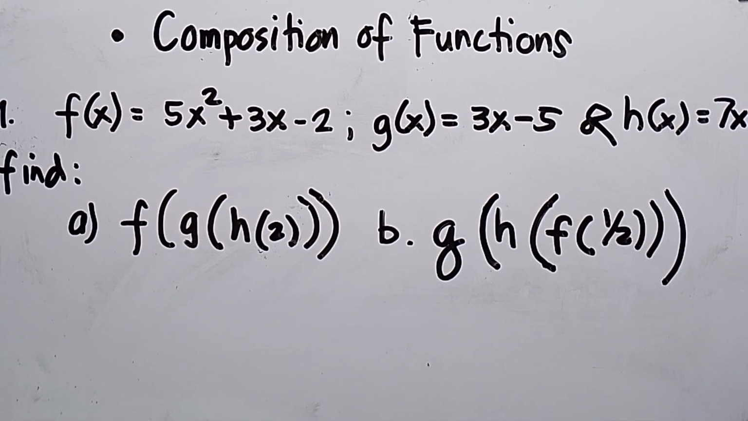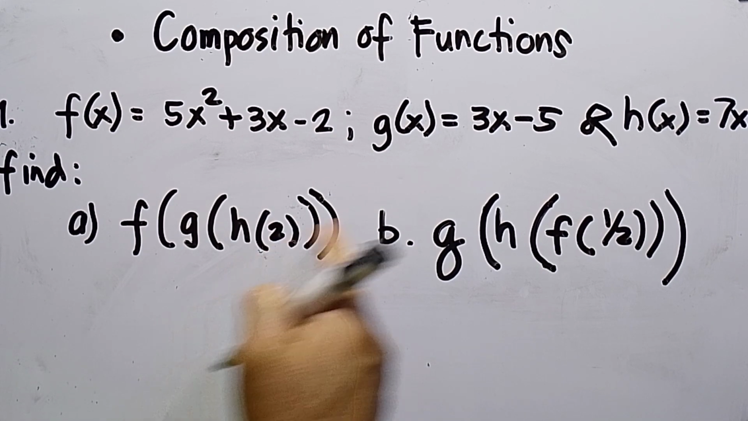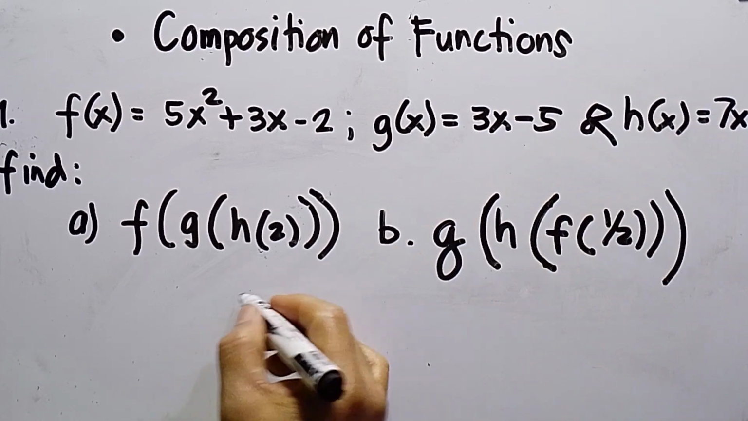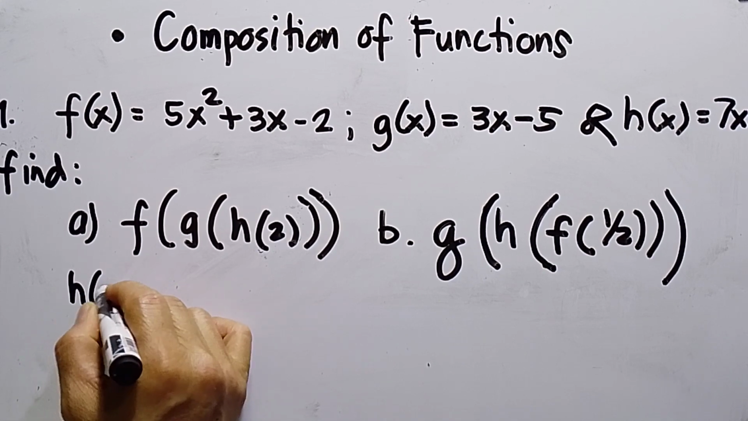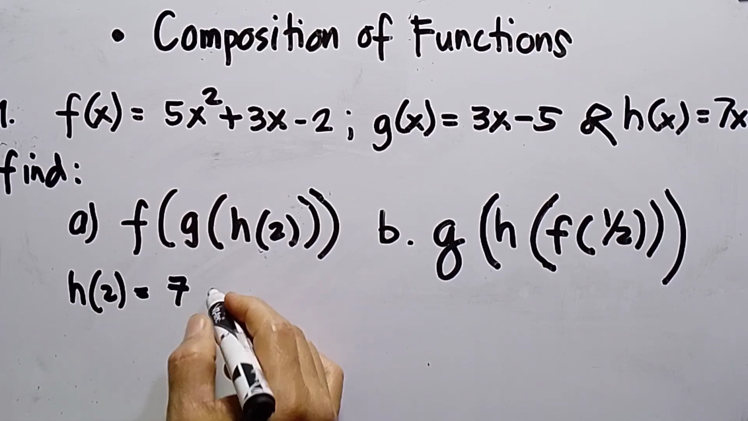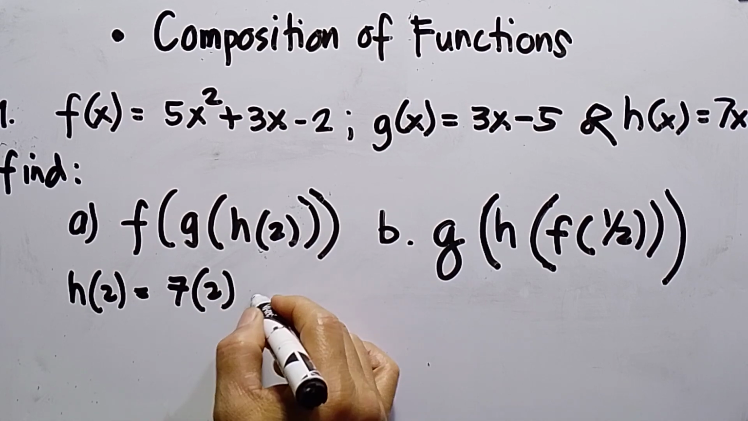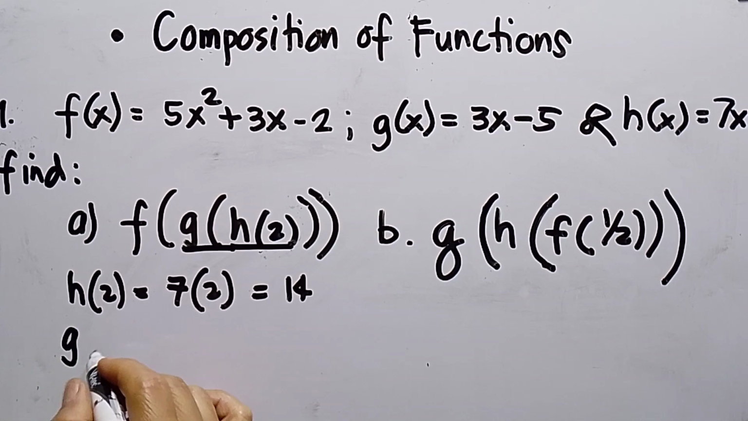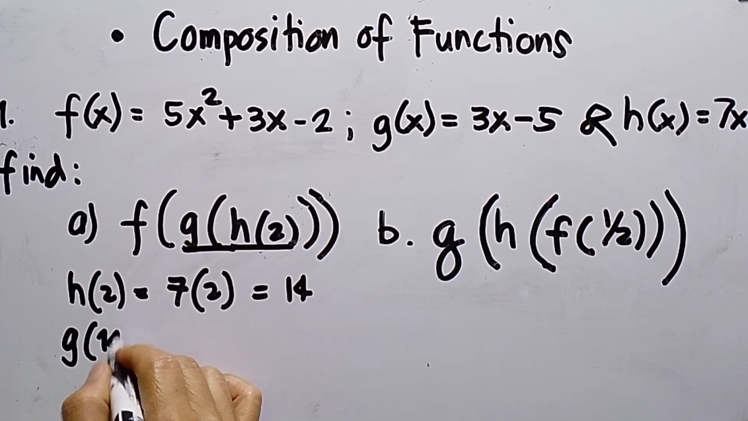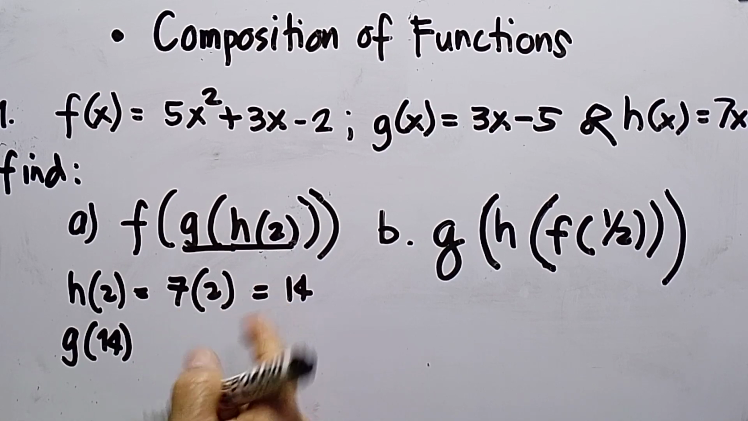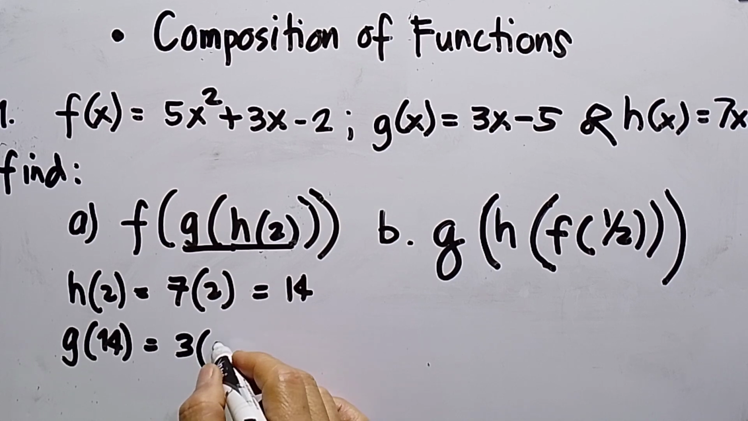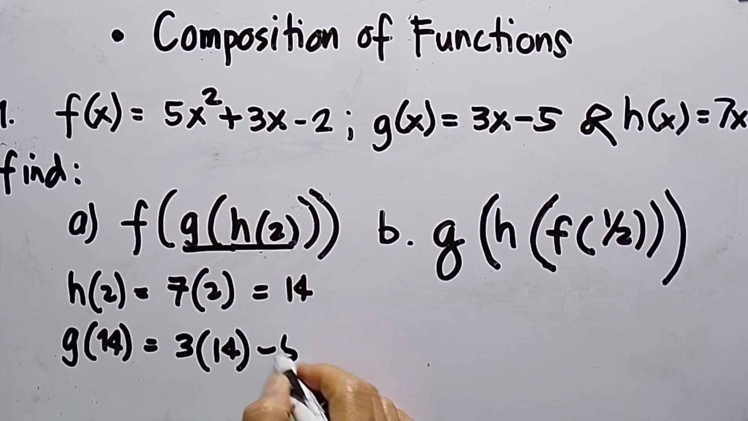So I will solve letter A first. For letter A, we need to replace x with the h function. So h of 2 will be 7 times 2, so this will be 14. And then next will be g of 14, because the value of h of 2 is 14. So g of x will be 3 times 14 minus 5.